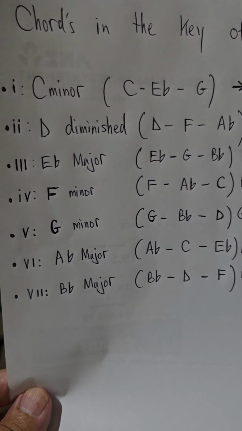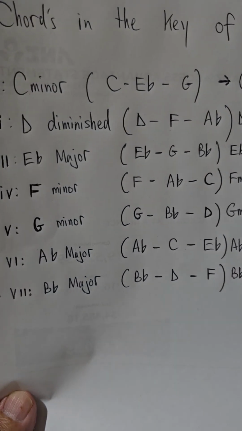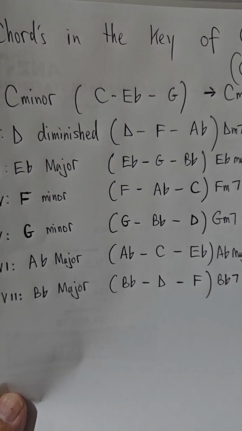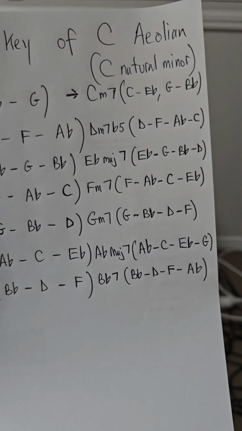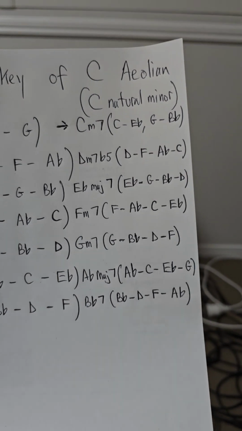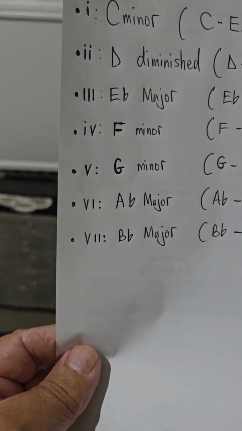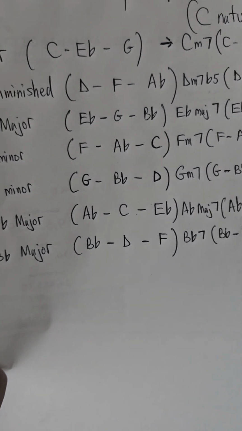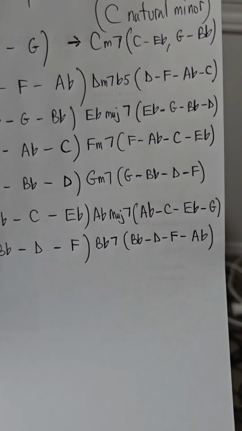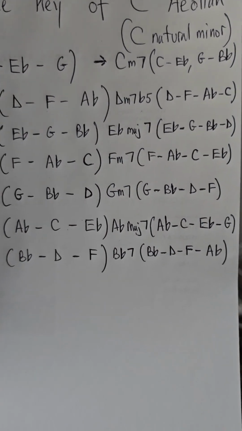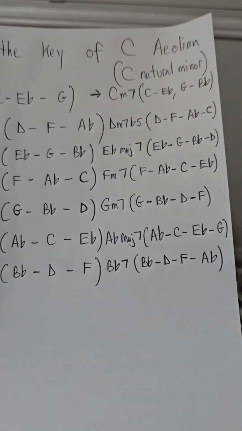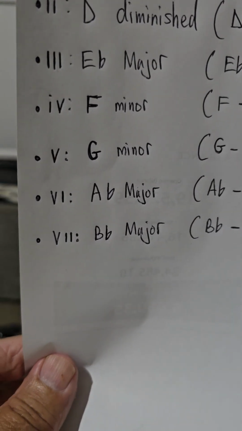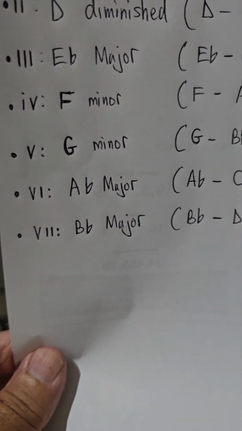G minor, I'll show you all these on the keyboard. So G minor, G, B flat, D, or G, B flat, D and F for the minor seventh. The sixth is the A flat major, A flat, C, E flat, A flat major seventh, A flat, C, E flat, G, G being the seventh. It's a natural G. And the seventh chord is the B flat major.